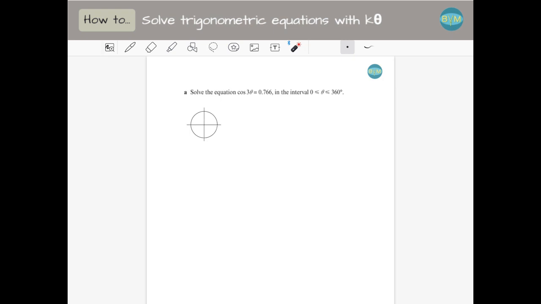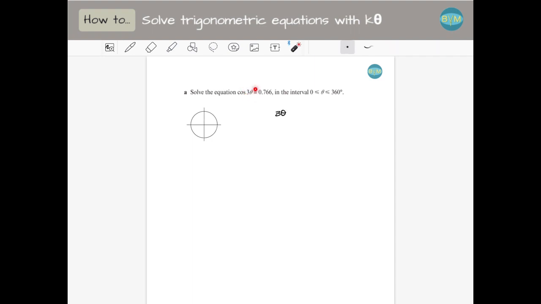Hello, I just wanted to show you briefly how you can solve these trigonometric equations when you have the angle multiplied by a constant or maybe added or subtracted to a constant. The first thing you have to do is always transform your interval. You are not looking for solutions in this interval, you are looking for solutions to 3 theta.